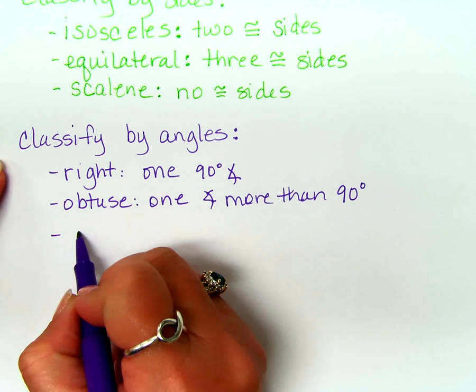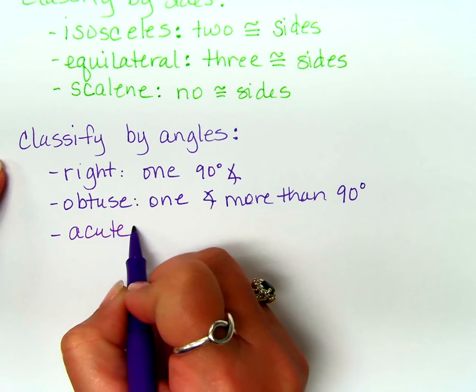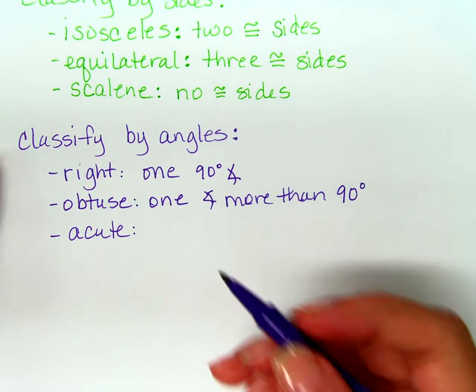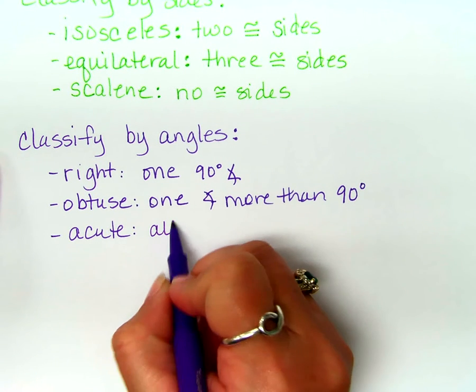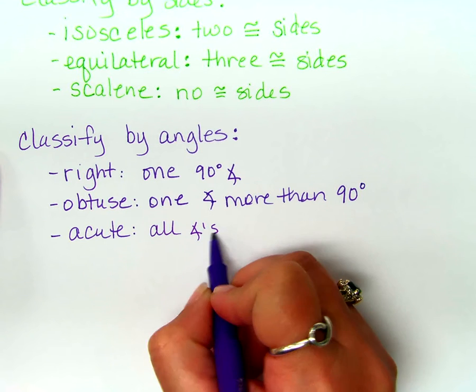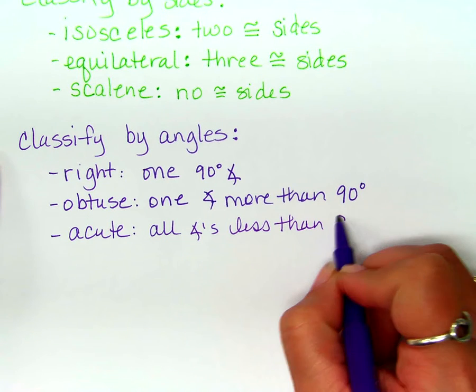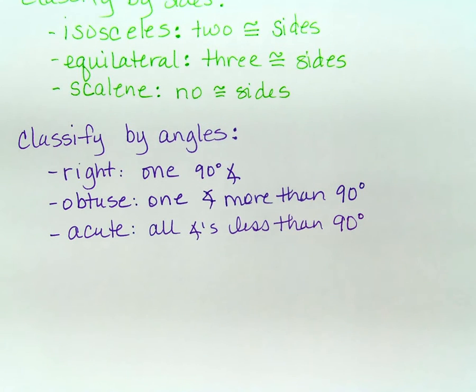So somebody said another one? Acute. Oh, cute little triangle. What does it mean? One angle less than 90 degrees? It's not one. Three. All of them. All the angles are less than 90 degrees.